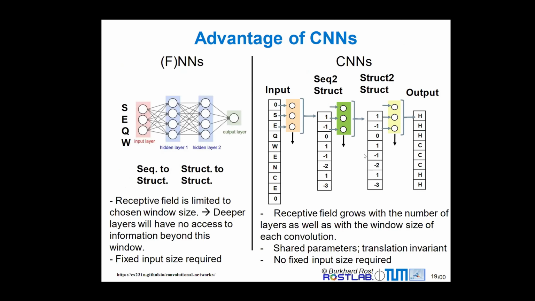Gerne. So let's shortly recap advantages and disadvantages: disadvantages of FNNs and advantages of CNNs. So for FNNs, the receptive field is limited to the chosen window size, and deeper layers will definitely, by definition, have absolutely no access to any information beyond this window. So in this example, SEQW, the output will always only see SEQ. It will never have any chance to see the W.